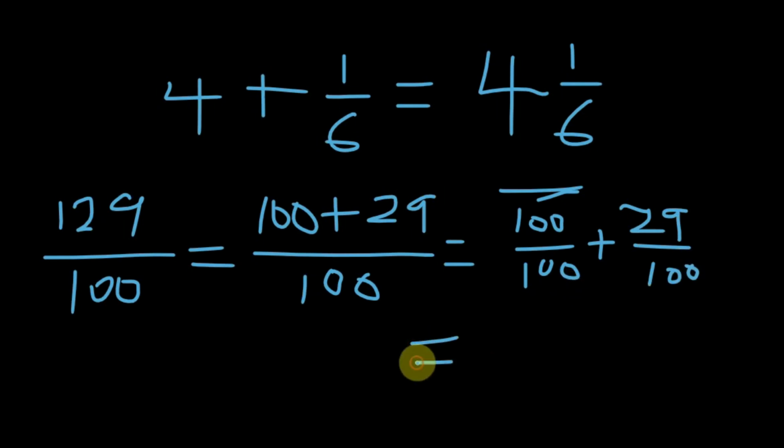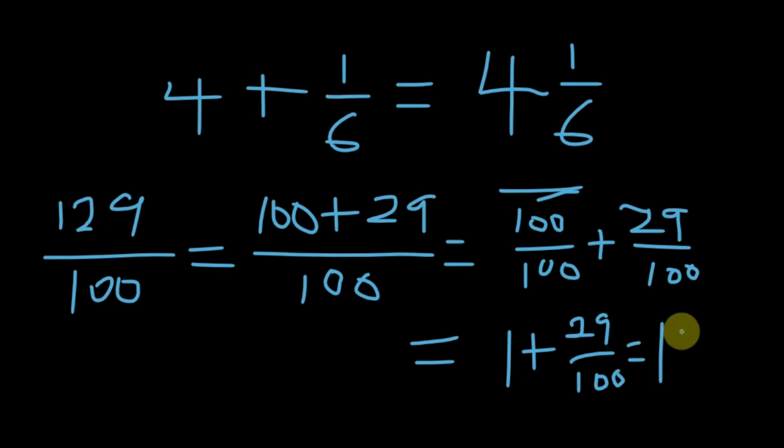So this then gives us 100 divided by 100 equals 1, plus 29 over 100, which can finally be written as 1 whole number 29 over 100 as our final answer.